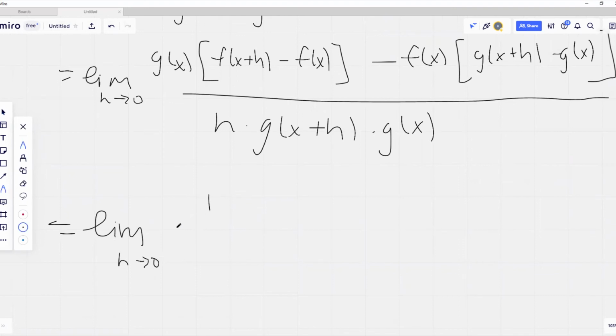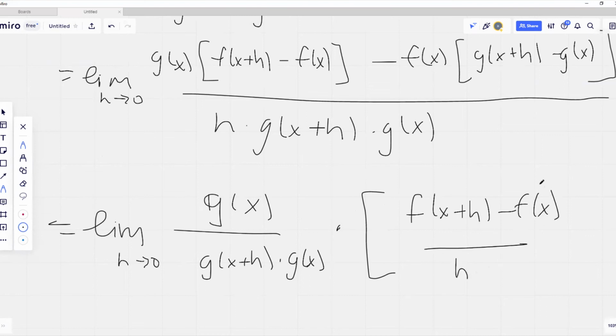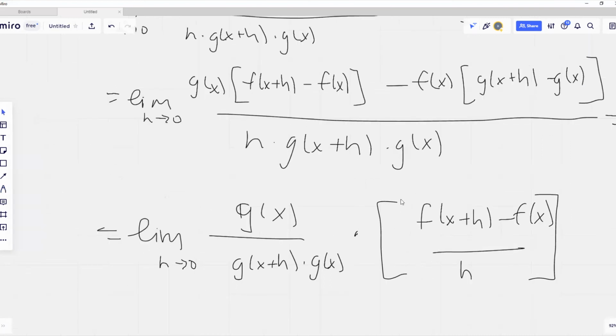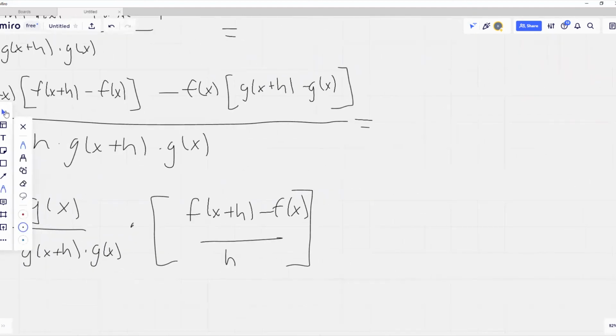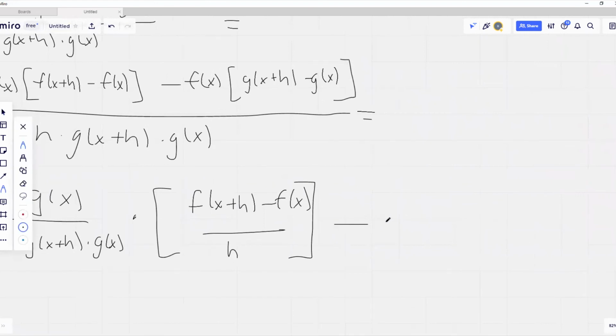of 1 over h, g of x plus h multiplied by g of x multiplied by, let's actually group this with the following term. So in the numerator, we'll have g of x multiplied by f of x plus h minus f of x, and let's squeeze in that h inside of the following brackets. Minus, I will explain in a second why we are allowed to do that. Let's deal with the second term for now.